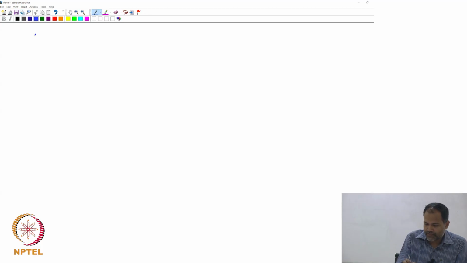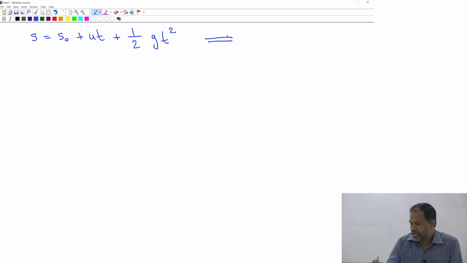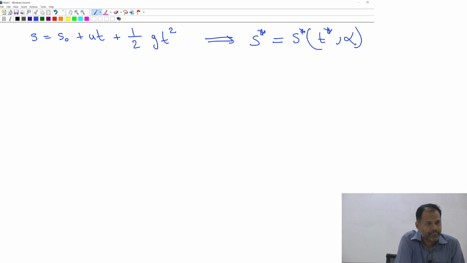The simple expression that we had was that of the trajectory of a falling particle, given as s equal to s0 plus ut plus half gt square. Depending upon what method you adopted to non-dimensionalize it, you could write it typically as a non-dimensional distance as a function of a non-dimensional time and some additional parameter. That's all we had done, right?